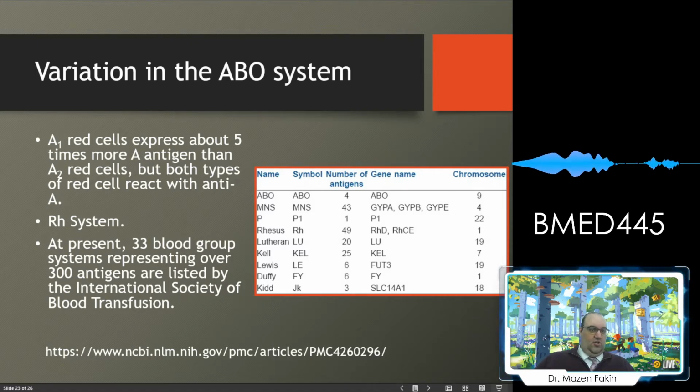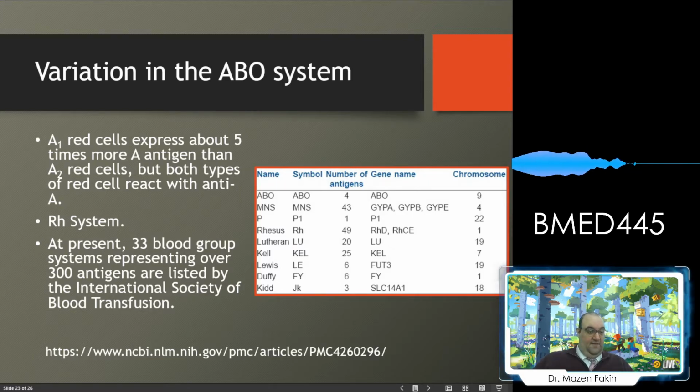Now there is also a subgroup لل A اسمه A1. بس اثنيناتهم they react with anti-A, so it's not really important as an antigen, بس موجودة. It's nice to know about it. A1 red cells عندهم 5 مرات أكتر كمية ال A antigen. بس it doesn't differ with the type of antigen.